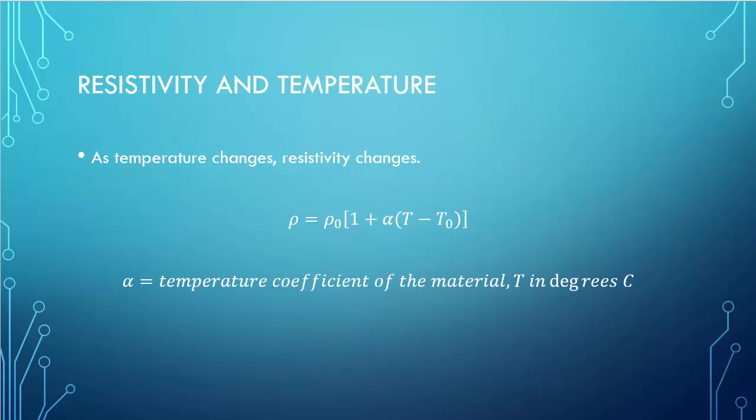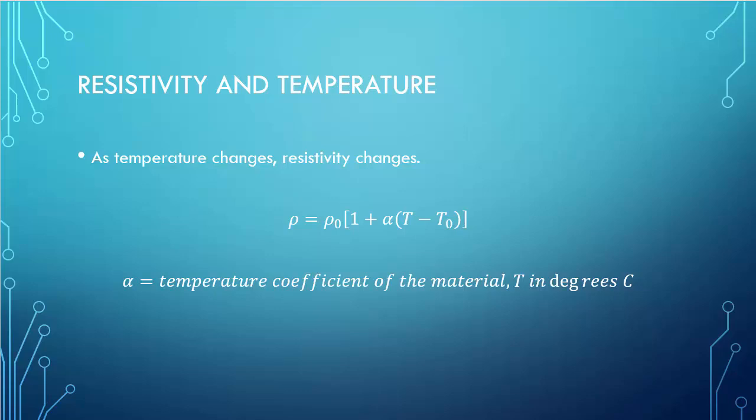So as temperature changes, resistivity changes, and I think you've seen that in a lab. Your resistance changed, and the relationship is right there. It's the resistance is multiplied by a factor that includes something called the temperature coefficient. And once again, that's in a table. It depends on the material.